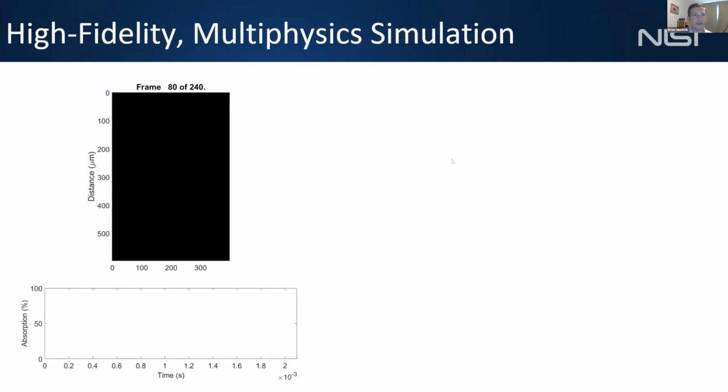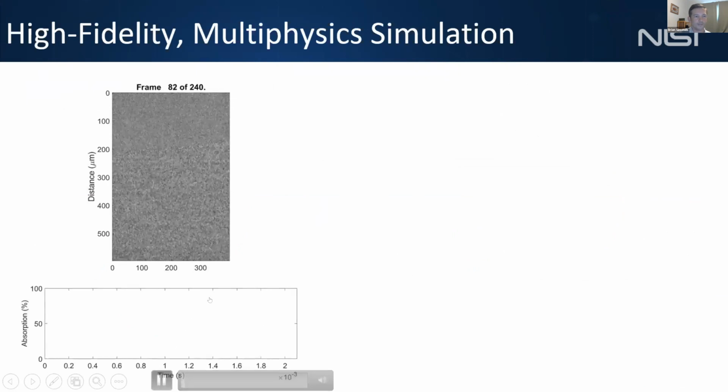So the next example that I want to show is looking at a high fidelity multiphysics simulation. And to build up why we were doing this, I'm going to show another piece of data from our X-ray experiments. This is going to be for a single spot. The laser is going to come in from the top and hit the surface. And again, at the same time, you'll see the absorption plotted below for a 2 millisecond laser shot.